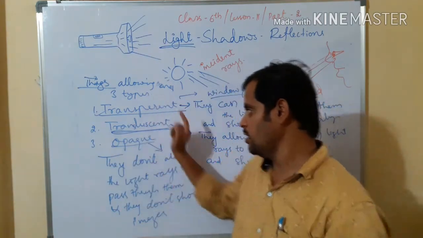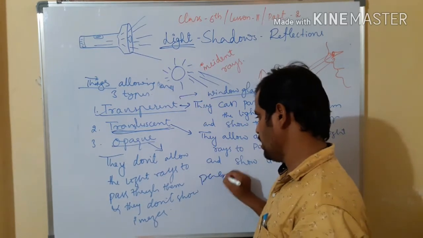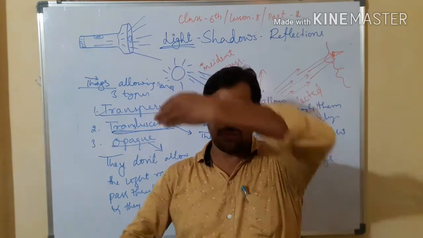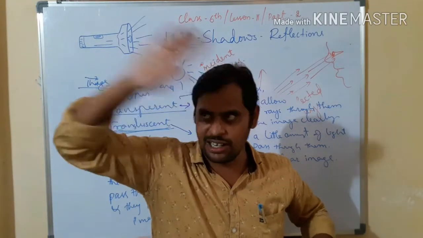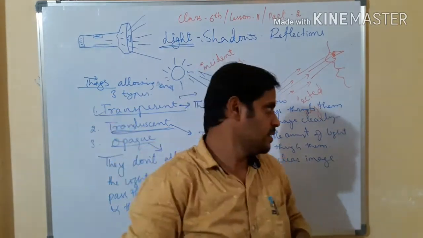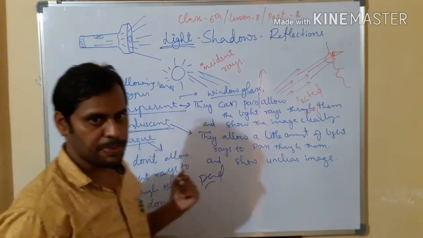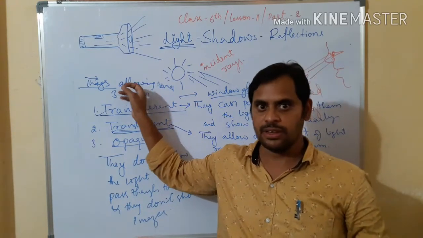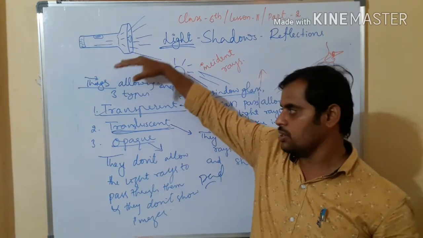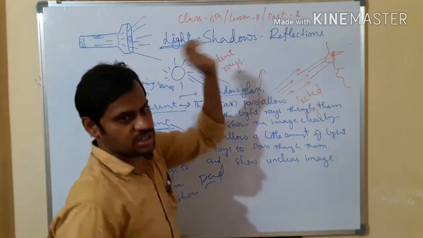So your assignment is to give examples for these materials. For example, opaque material: your exam pad, textbook, if you cover it with them, it won't show. Even my hand is an opaque material, it is not allowing the rays, right? So this is about transparent, translucent and opaque materials depending upon the allowance of light rays, right? So now next step we'll go for shadows.